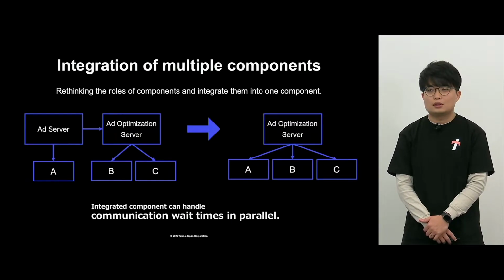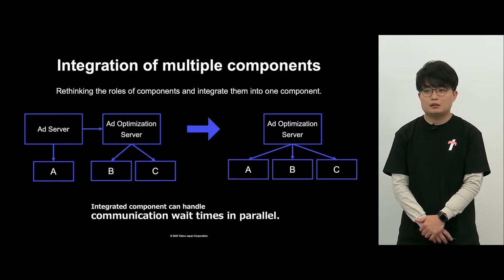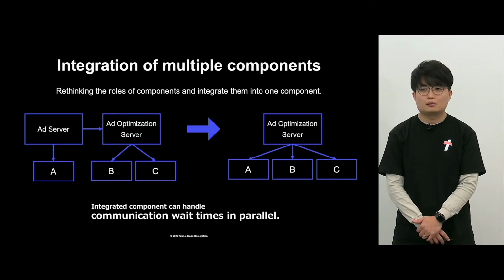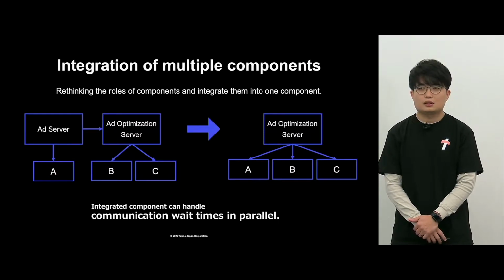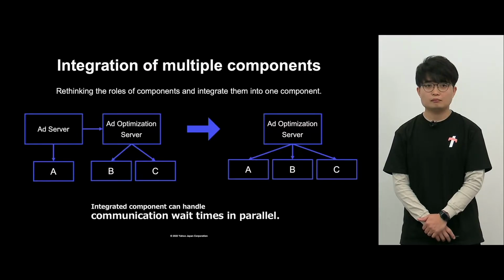By integrating the ad server and the ad optimization server, we would have servers A, B, and C receive information in parallel and optimize the sequence of communication processing and control communication latency in parallel. That's why the latency will improve.